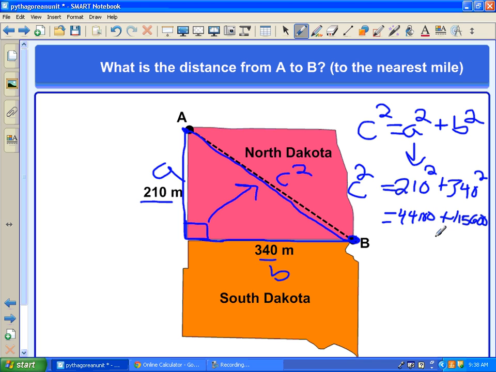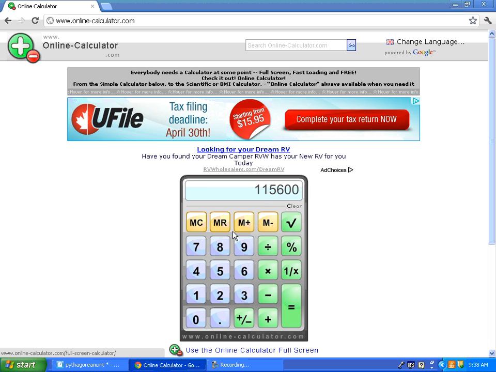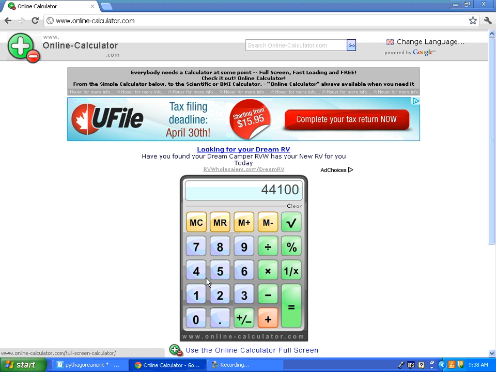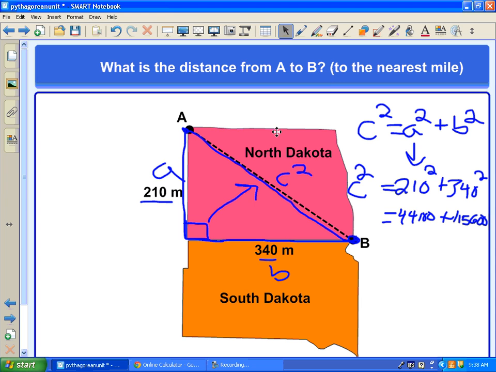So 44,100. So I'll put that in. Oops, clear that. 44,100 plus 115,600. 115,600 gives us 159,700. So that'll give us, remember, it's still c squared, 159,700, and let me double check that, 700.